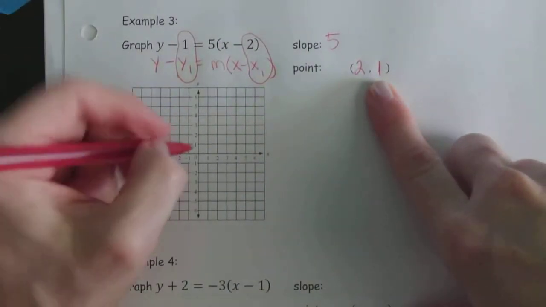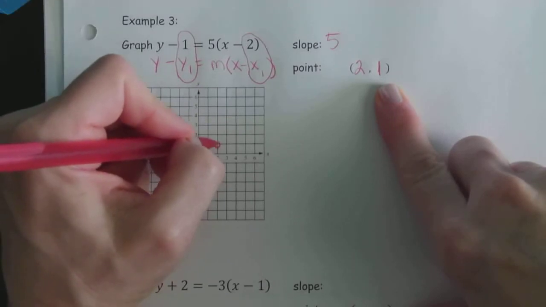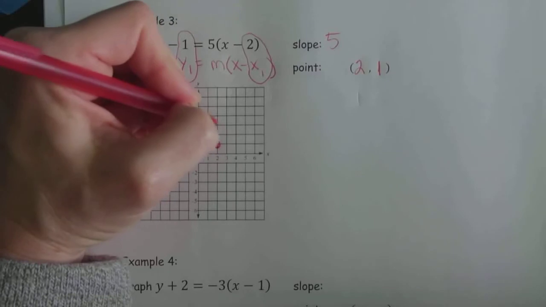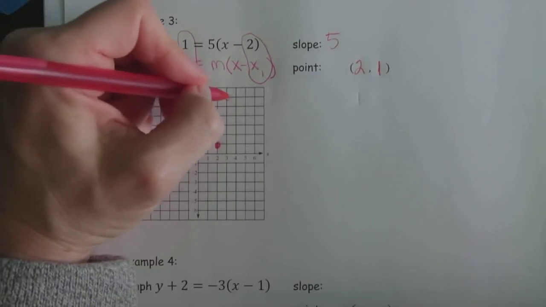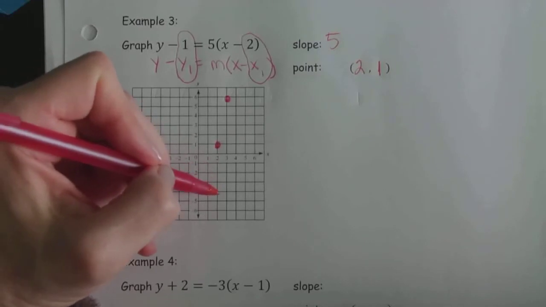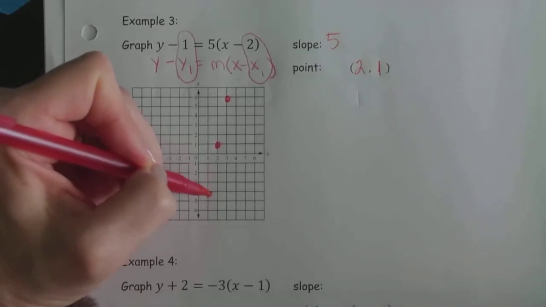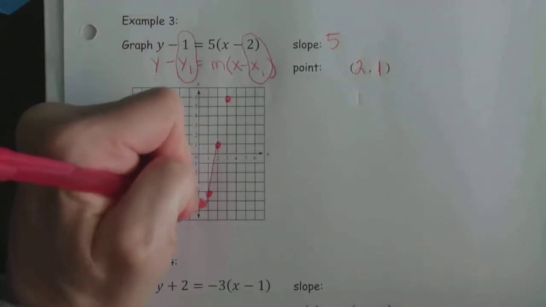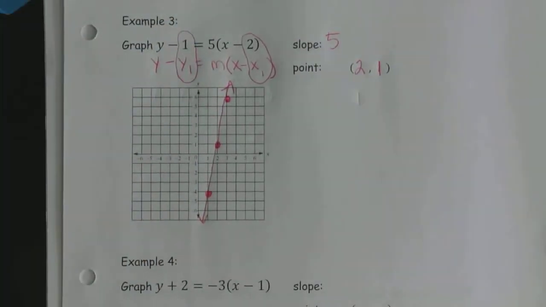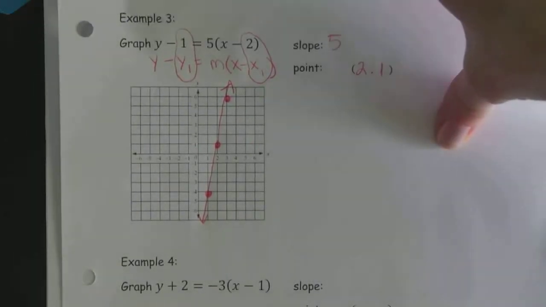So I plot the point 2, 1 right there. From there, I'm going to go up 5: 1, 2, 3, 4, 5, right 1. Or 1, 2, 3, 4, 5, left 1. And draw my steep, positive sloping line. Pretty simple. I think we just have 2 to go.